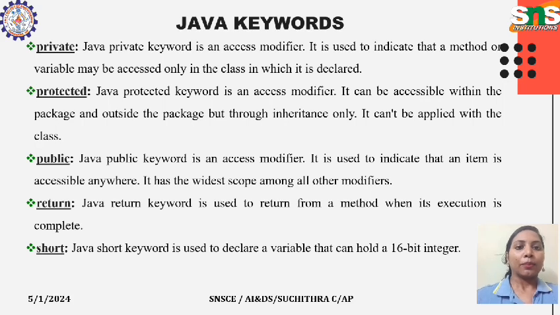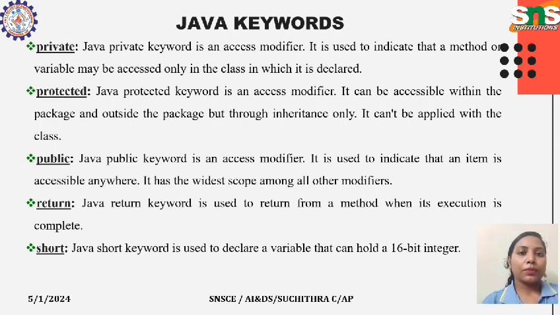Private. The private keyword is used as an access modifier. It is used to indicate that a method or variable may be accessed only in the class in which it is declared. Protected. The Java protected keyword is an access modifier. It can be accessed within the package and outside the package but through inheritance only. It can be applied with the class.